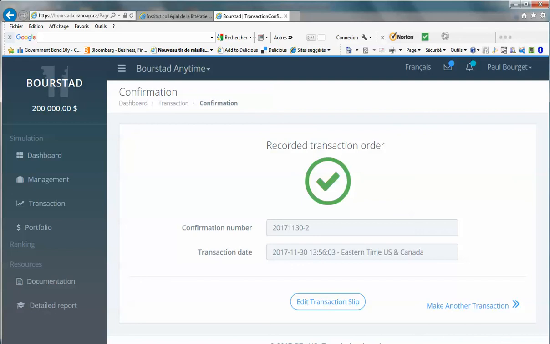Bourstad application receives quotes from quote media every minute. So on average, my transaction will be processed with a quote that will be 30 seconds away from the moment of my transaction. So every minute the application receives quotation by bid and ask, but we receive that information with a 15-minute delay. So we have to wait a few minutes to learn exactly at what price my transaction has been processed. For the moment, we could give a look to the transaction slip.